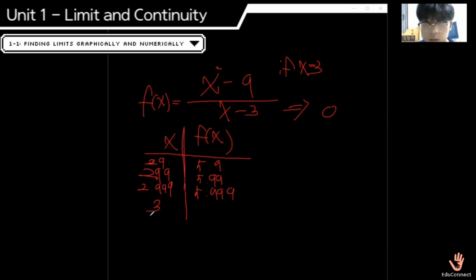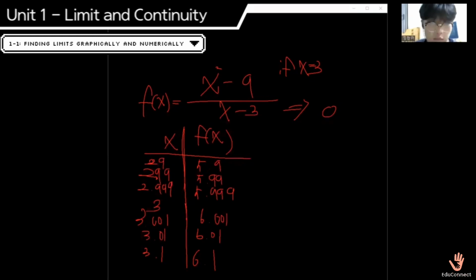Now look from the right side. That's x equals 3.001, 3.01, 3.1. The value of the function at these three values is 6.001, 6.01, 6.1. So it's quite clear from this table that as x approaches 3 from both directions, the value of the function is getting closer and closer to 6.